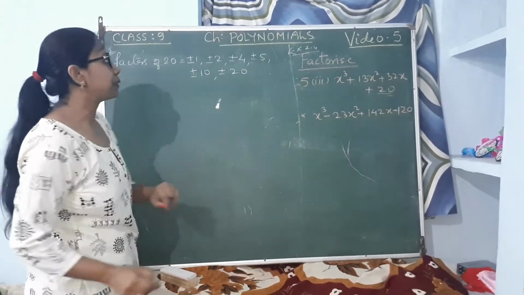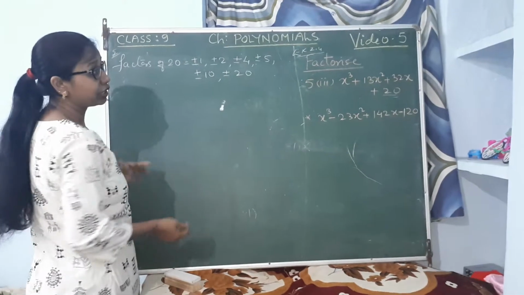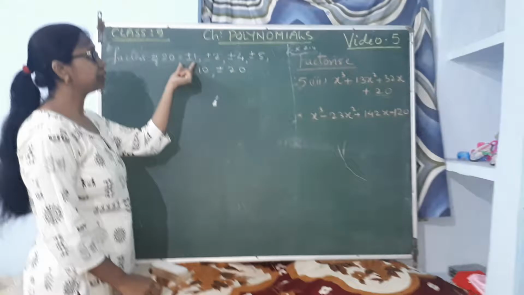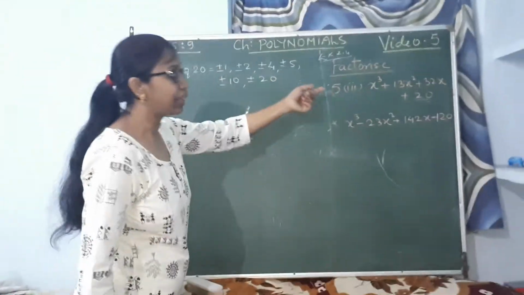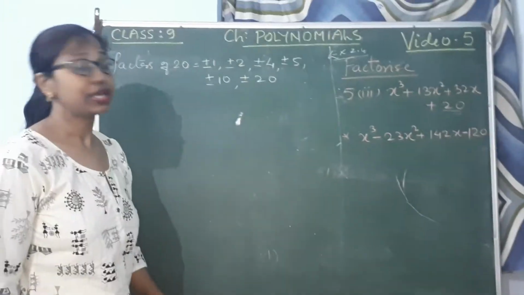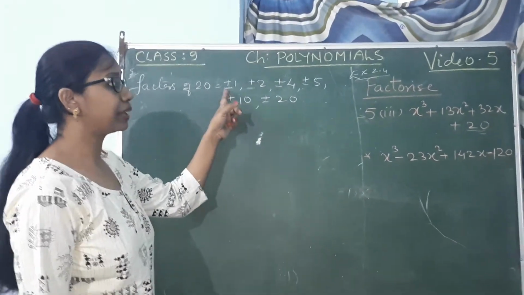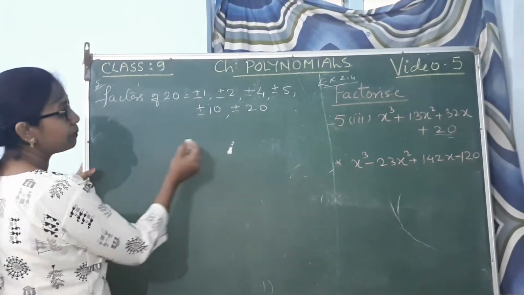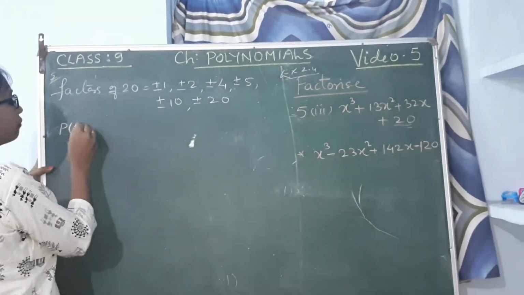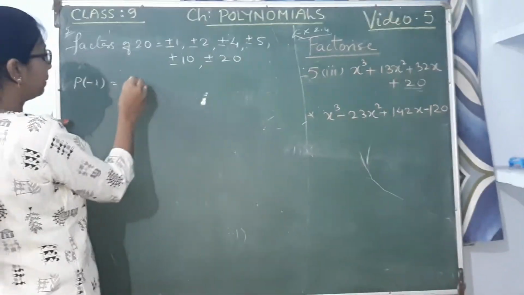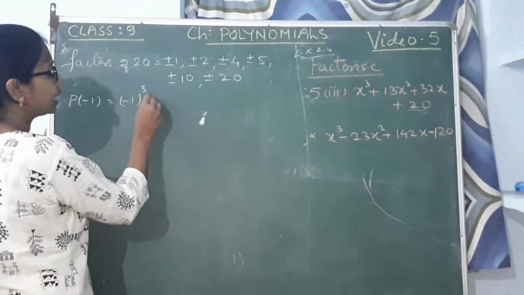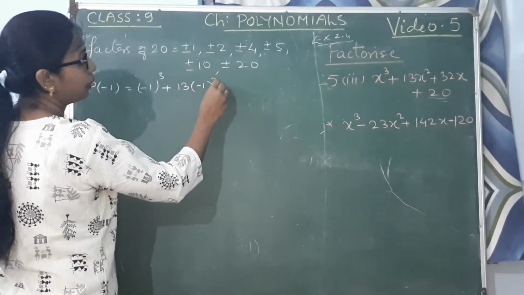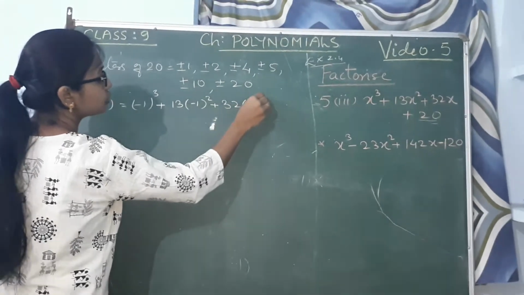Since all the terms are positive, what is the factor theorem? Just recall it. The factor theorem tells us if you substitute any real number into the polynomial, and the complete value is 0, then that real number is said to be a factor of that polynomial. So let us check for P of minus 1: minus 1 cube plus 13 times minus 1 square plus 32 times minus 1 plus 20.